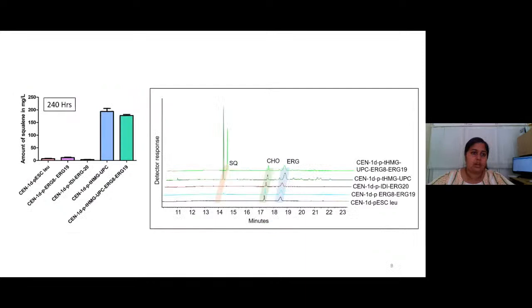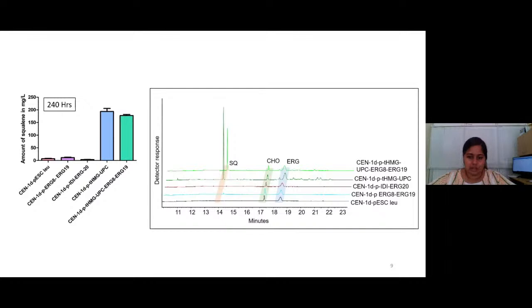This is the 240 hour result of the same culture. Here we see THMG UPC2 has an increase in production, whereas the double mutant product, though still high, is lower compared to the 120 hour mark. This may possibly be due to some feedback inhibition.